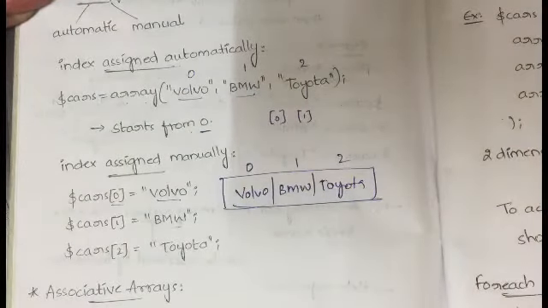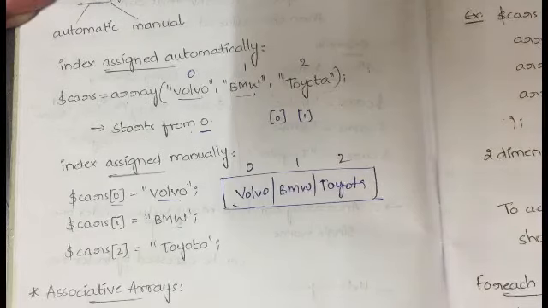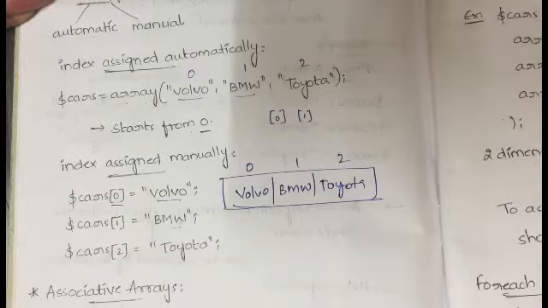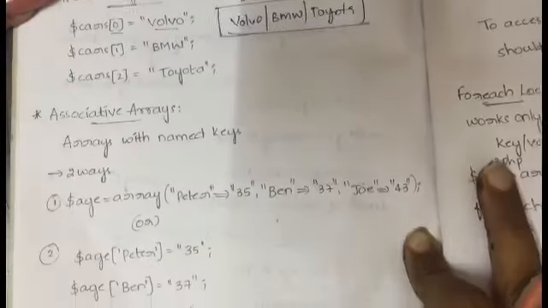Understood, right? So you understood what indexed arrays are. In indexed arrays you will be having numerical index. Okay, simple. And you can create indexed arrays in two ways: one is automatic and one is manual. That's all about indexed arrays. A very small concept it is. Next we will learn about associative arrays.